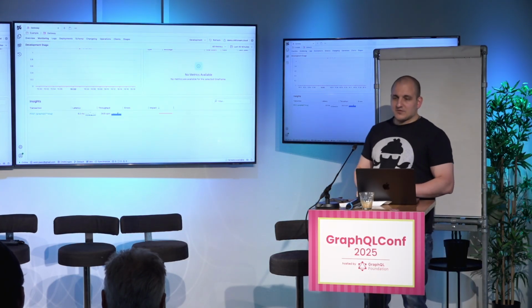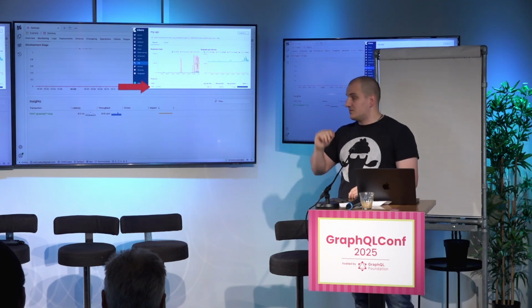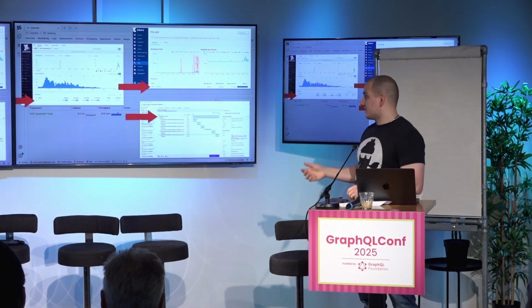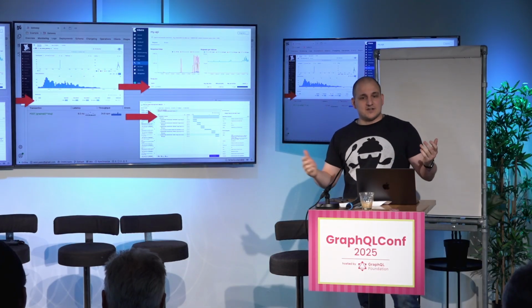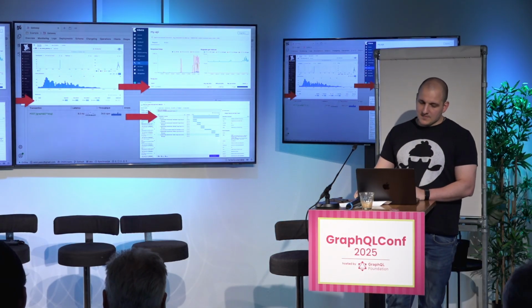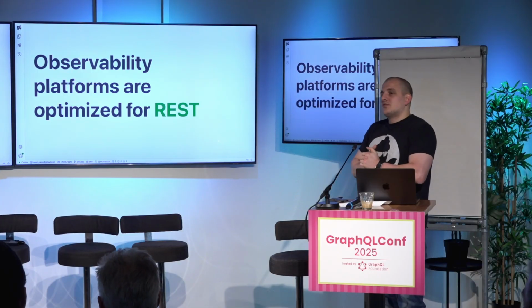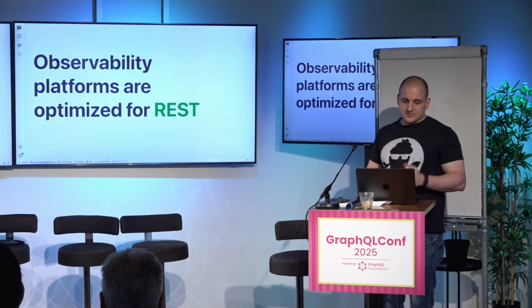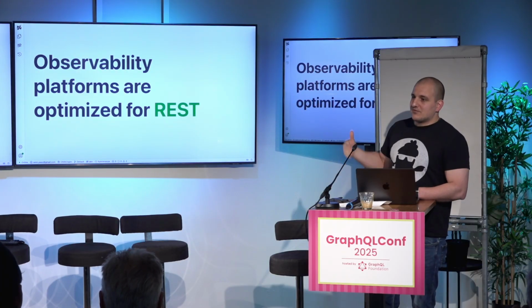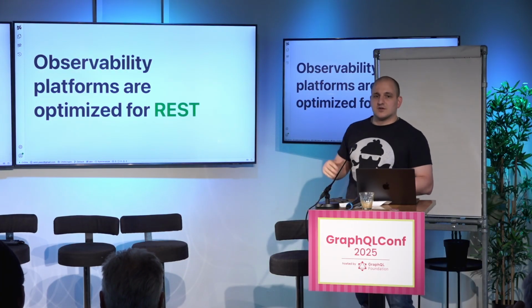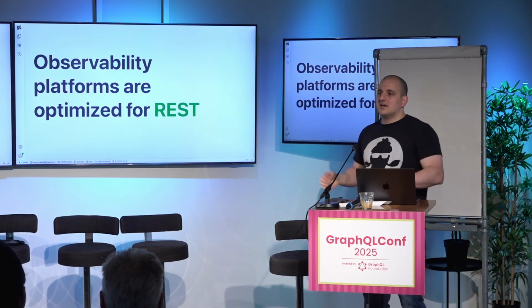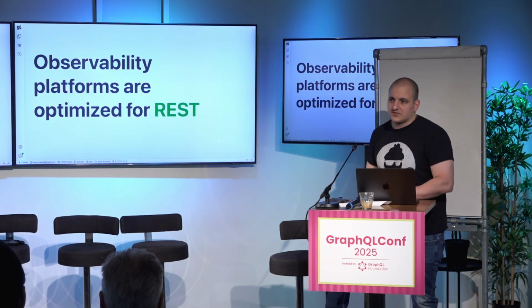And it doesn't really matter which system you take. For example, here is Kibana, /GraphQL. There's also Datadog, Azure Monitor. Most of the vendors have this problem. It's the unfortunate truth that observability platforms are optimized for REST. And if you think about it, in REST, this makes a lot of sense because all of the routes usually, well, the method and the route together are an action that you take on your server.